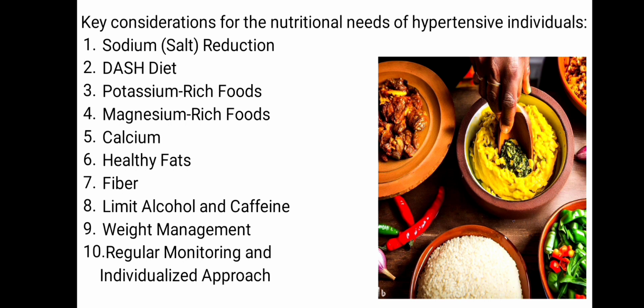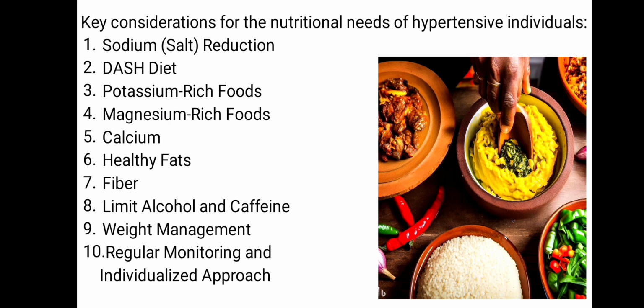Then you go for the DASH diet. DASH means the D there is dietary, the A is approach, the S is stop, the H is hypertension. DASH means dietary approach to stop hypertension diet. It emphasizes fruits, vegetables, whole grains, lean proteins, and low-fat dairy products. So the diet is rich in potassium, magnesium, and calcium. That's all.